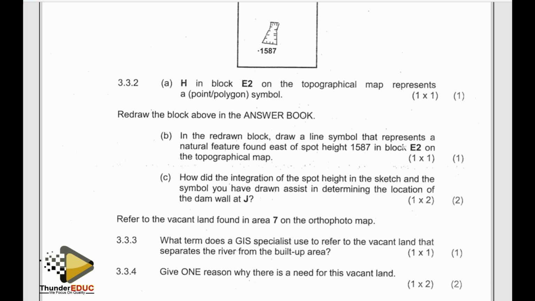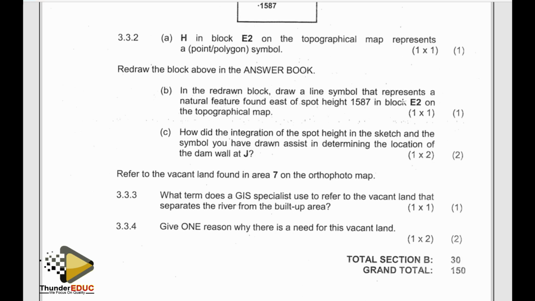So basically, you check and see if it qualifies to be a line feature, or it qualifies to be an area or a polygon feature, or it's a point feature. Right. Redraw the block above in the answer book, or redraw a line symbol that represents a natural feature. But I think we've talked about that.